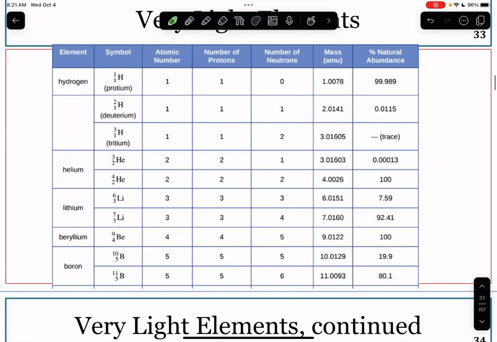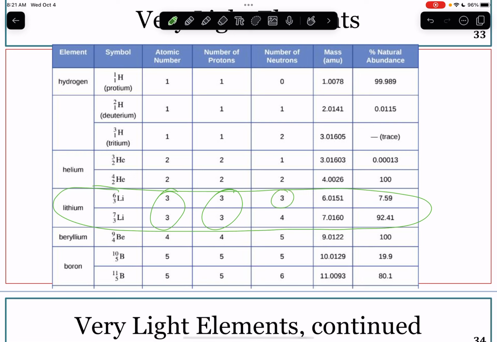Let's look at a chart here. We're going to look at lithium. Lithium has 3 protons, so its atomic number for each isotope is 3. The number of protons for each isotope is 3. One lithium isotope has 3 neutrons, giving a mass number of 6. The other isotope of lithium has 4 neutrons, giving a mass number of 7.